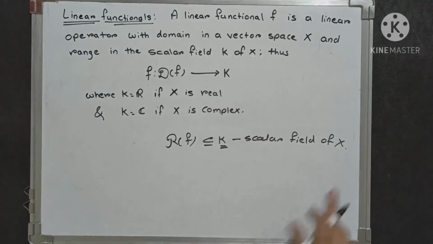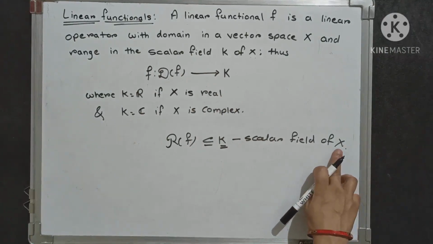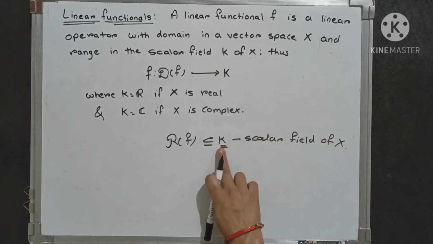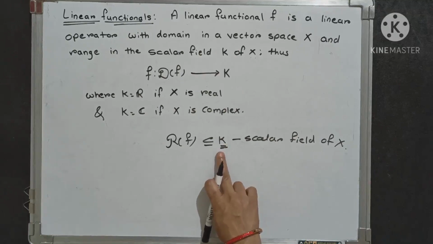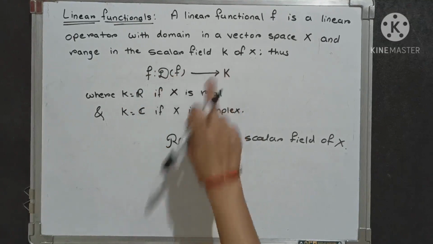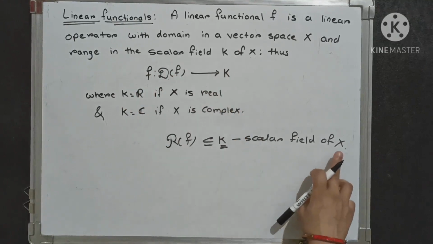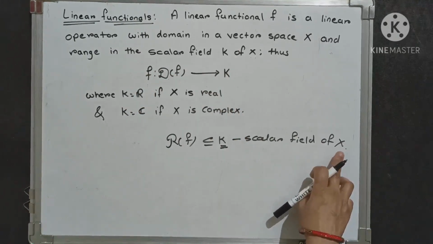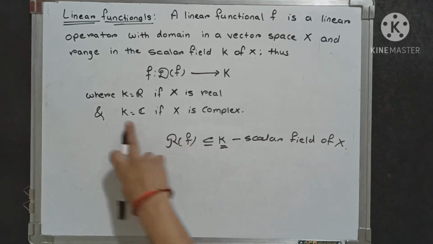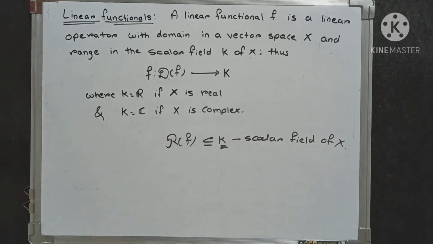And therefore when we say that X is a real vector space, that means its scalar field is real, and in this case K equals R, and F is the mapping from script D of F to R. But when X is a complex vector space, that means its scalar field is complex, and in this case we get K equals C. This is about the linear functional.